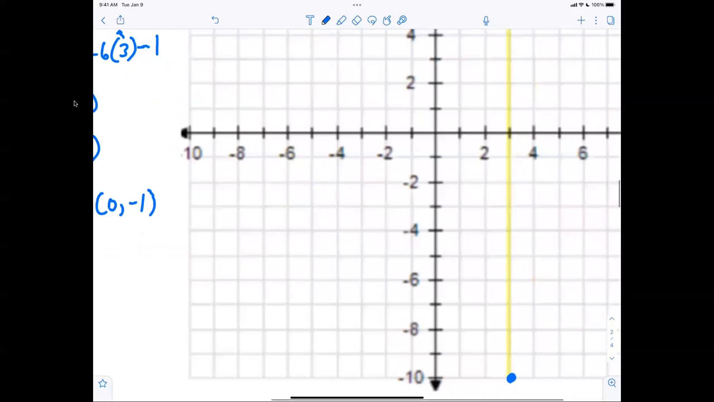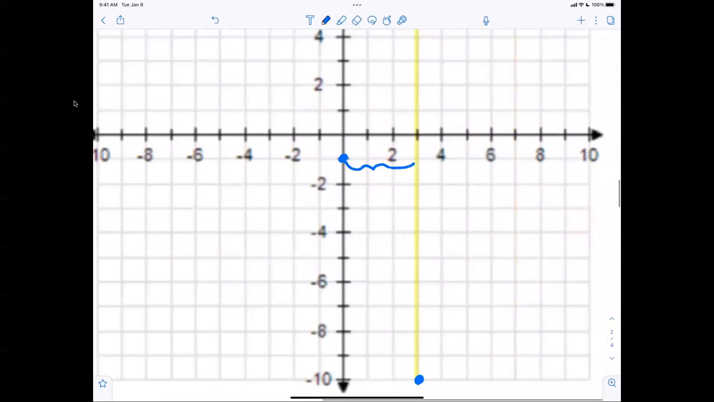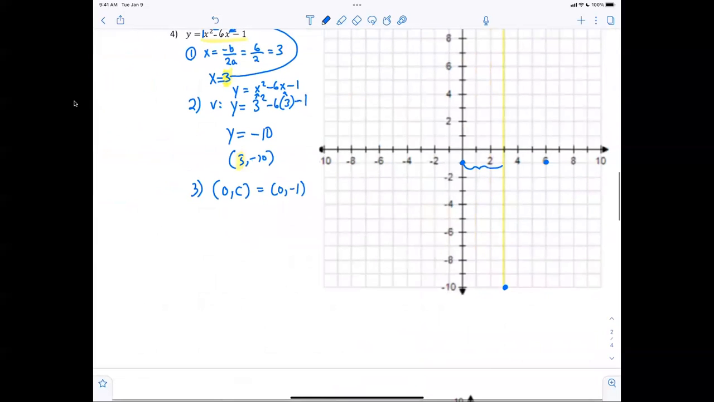So now I'm plotting 0, -1. How far away am I? I'm 3 units away. So now I have to put a point what? 3 units away, so right here. Now that I have 3 points, it's okay to graph.